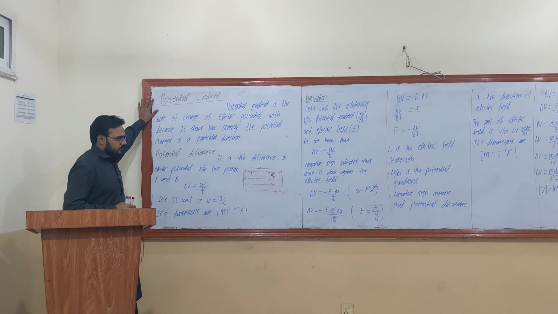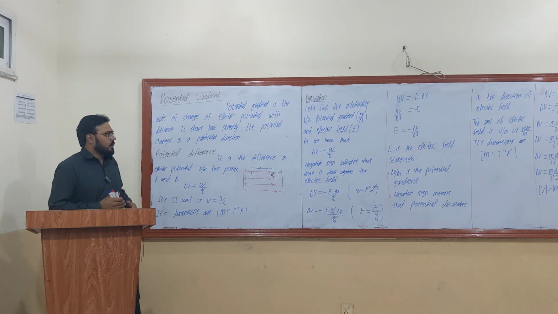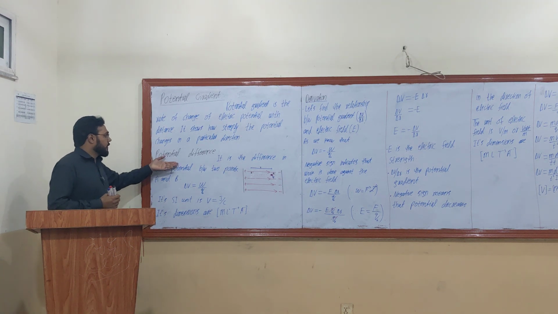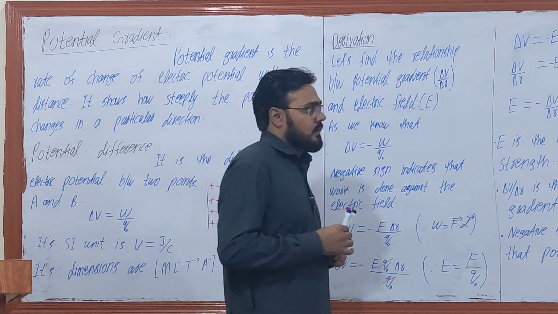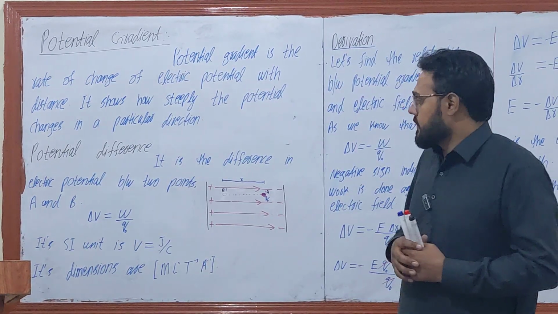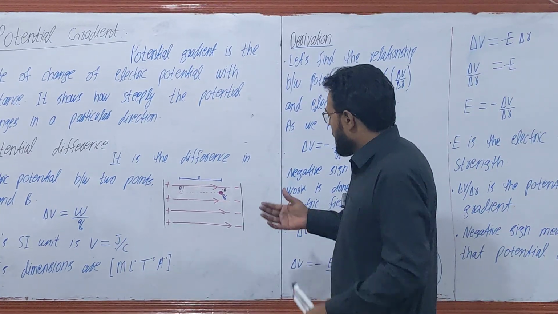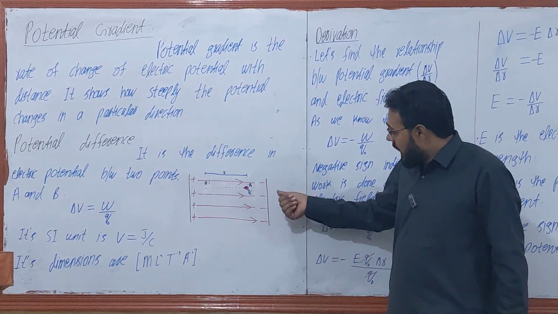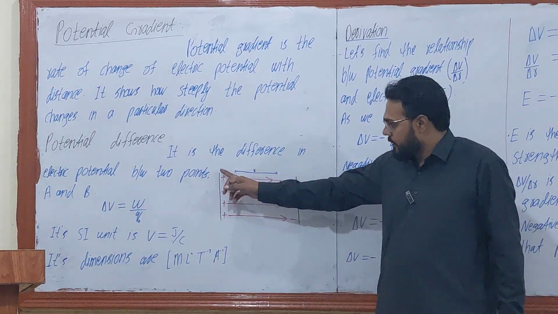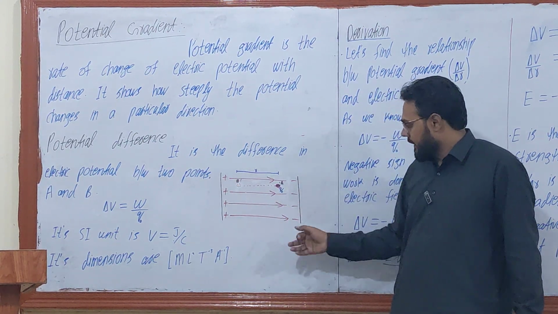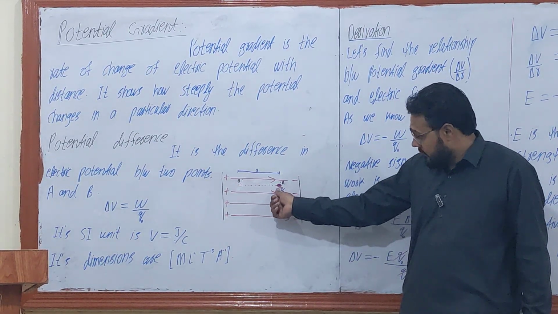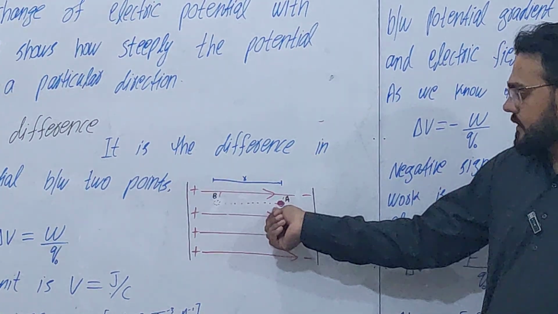Potential gradient. First, we will discuss potential difference, then potential gradient. What is potential difference? Here we have a negative charge plate and a positive charge plate, and the electric field is from positive to negative. And here we have a positive test charge Q naught.